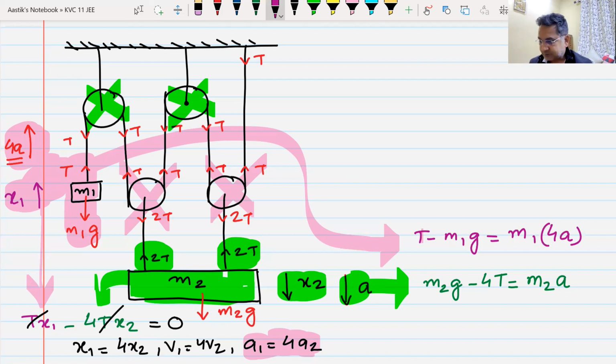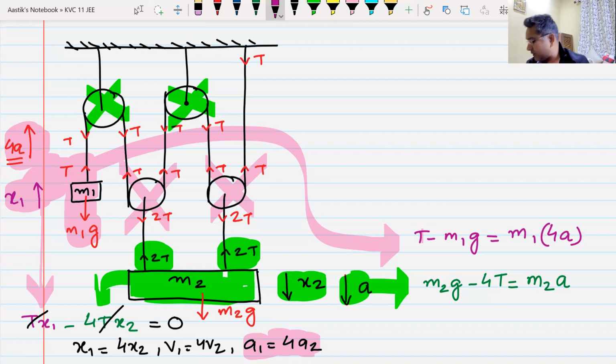Now we have two equations. Now we can solve these two equations. I cannot make a shortcut out of here because now the accelerations are not the same. So you will have to do it by the original method. Now you have to eliminate either T or A. You can eliminate T also, you can eliminate A also. This is a very simple equation in two variables.